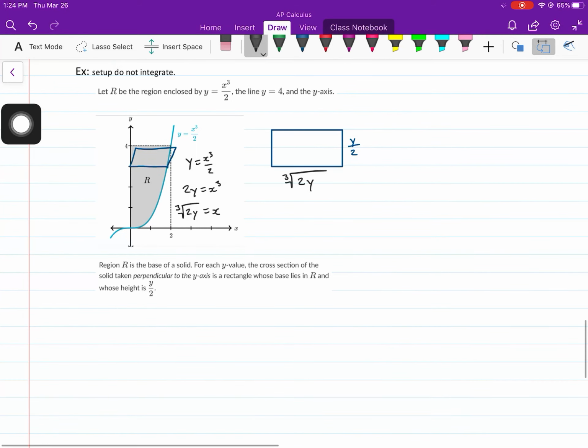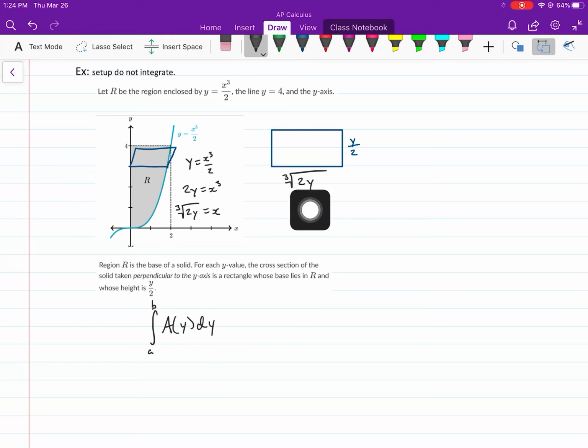So now we're just going to set up and we're not going to integrate, so that's kind of nice. And they also gave us the bounds. Our lower y value is 0, our highest y value is 4. So we're going to integrate, and since we're perpendicular to the y-axis, everything should be in respect to y. And look, our function A of y, we already found it, is in respect to y, so we're good there.